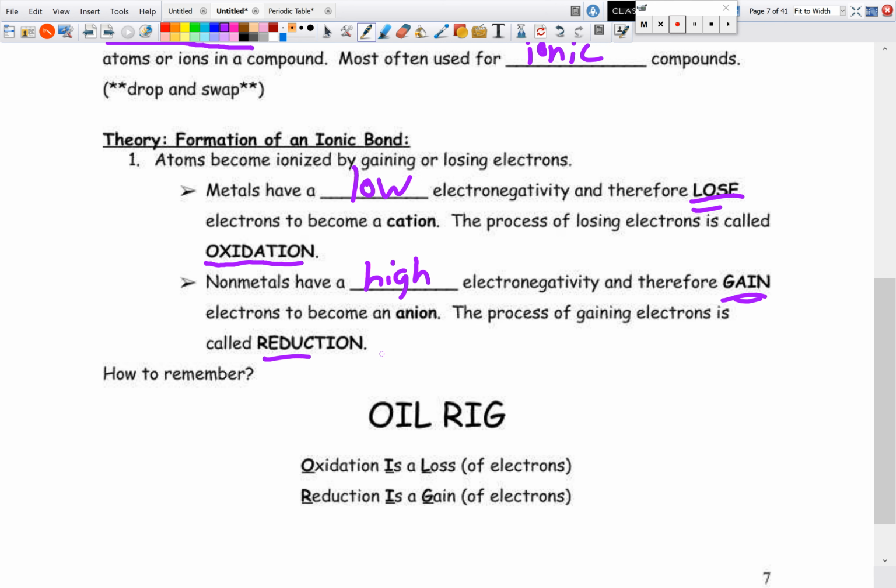is called reduction. We really dive into this in Chem 30 when we have an entire unit on electrochemistry, but for right now, just know metals lose electrons, that is oxidation. Nonmetals gain electrons, that is reduction. Now, an acronym you can use for this is OIL RIG: oxidation is loss of electrons, and reduction is gain of electrons.